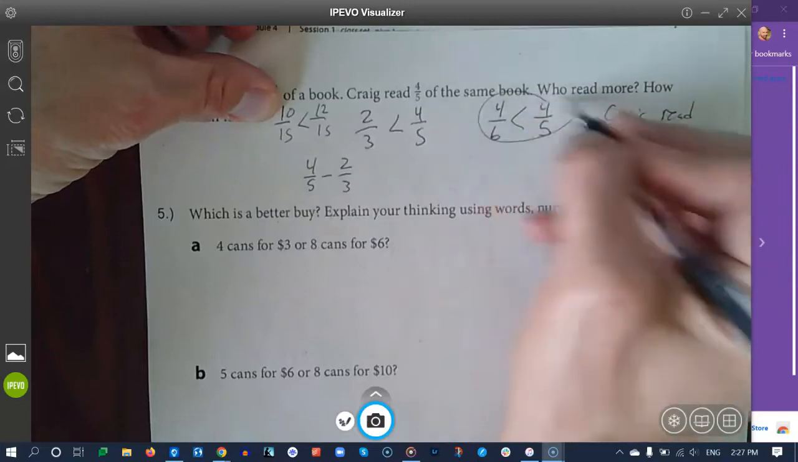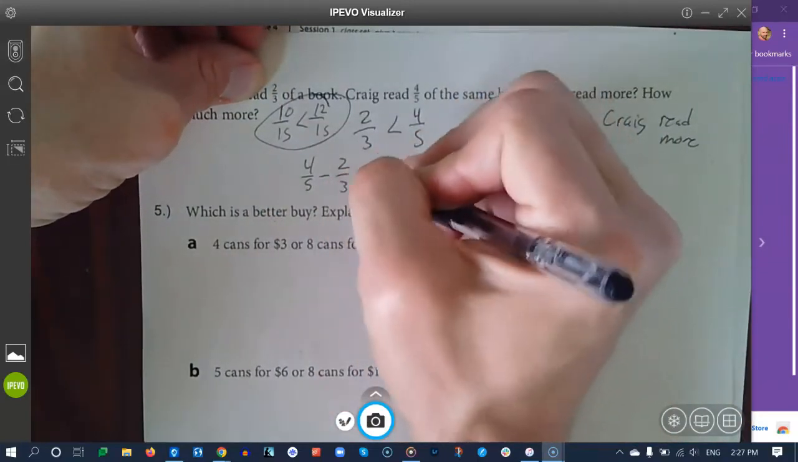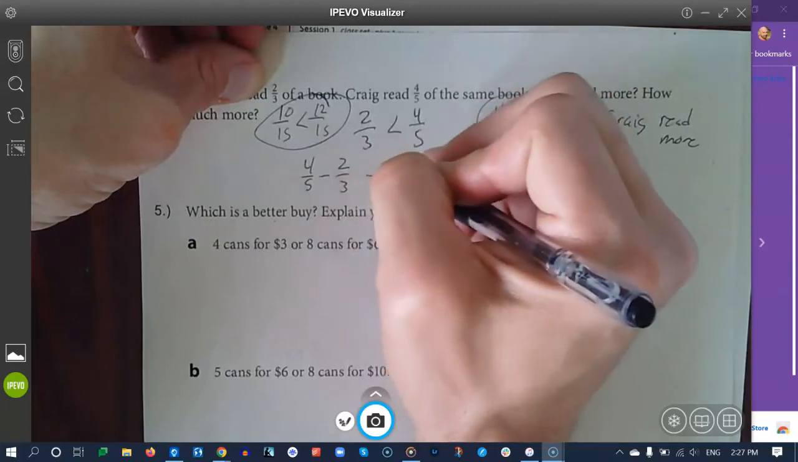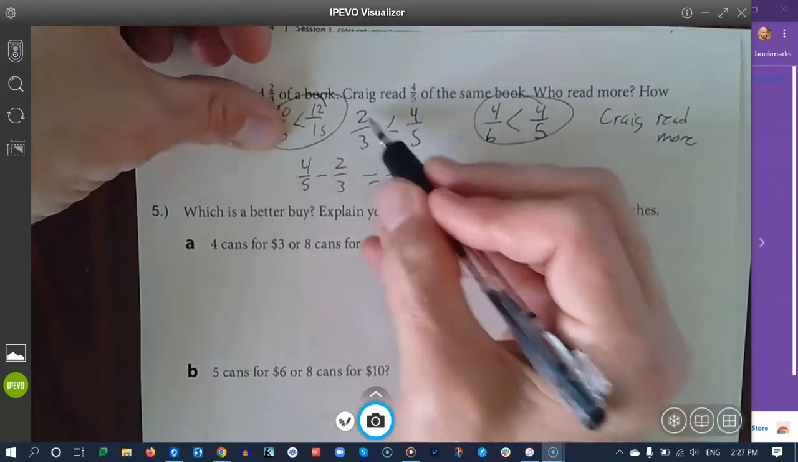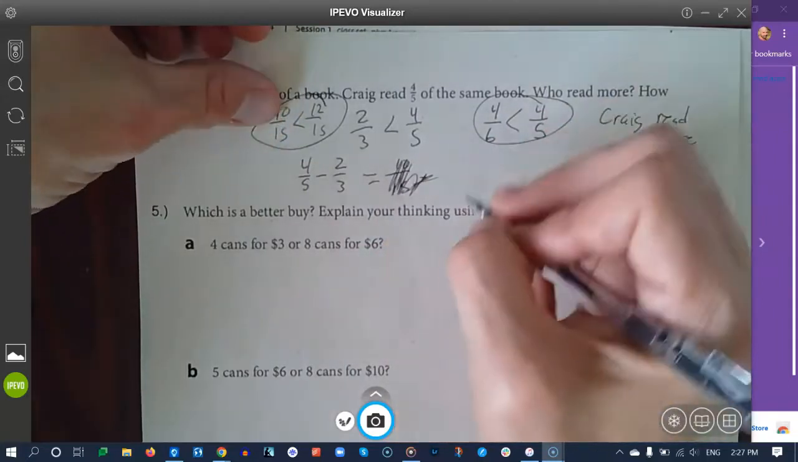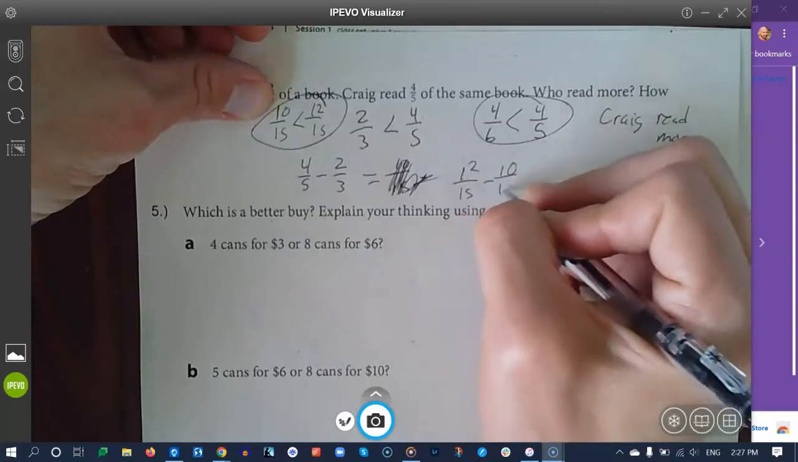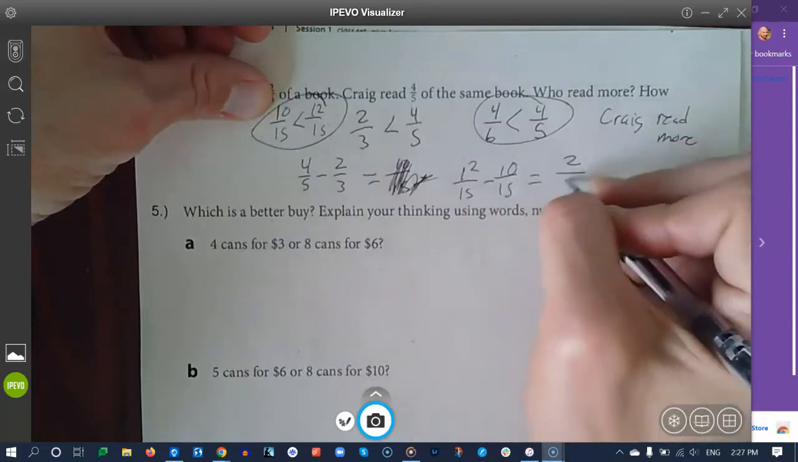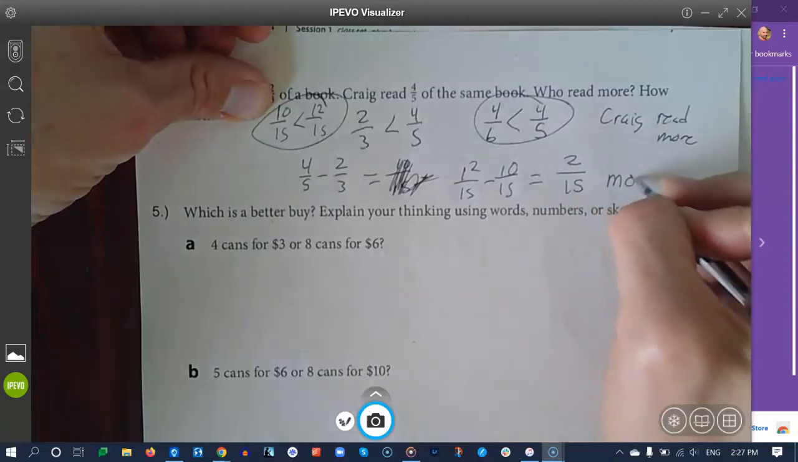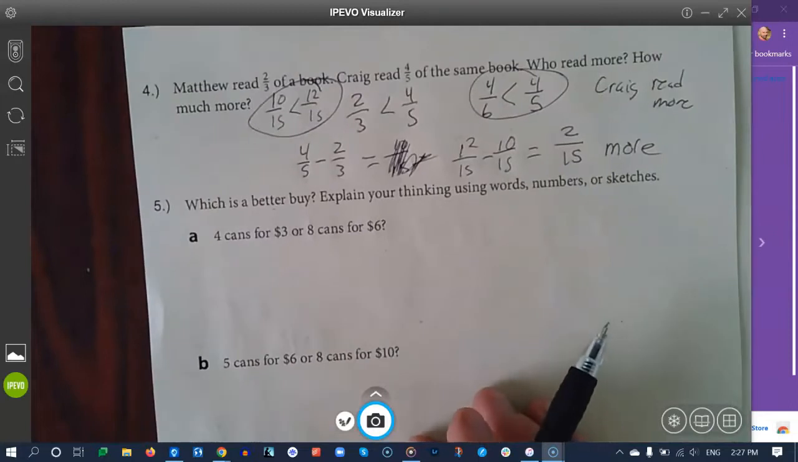This isn't going to help us because the denominators aren't the same, but this one will. So that equals 10/15. Oops, no. See, I put 2/3 there. That's going to really mess me up, isn't it? I'm glad I caught that. So this is 12/15 minus 10/15, and that's going to give me 2/15 more. Now, how many pages is that? We don't know. We have to know how big the book is.